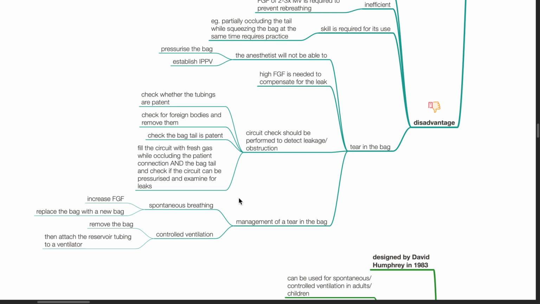Management of a tear in the bag. If the tear is discovered during spontaneous breathing, increase fresh gas flow rate and replace the bag with a new bag. If the tear is discovered during controlled ventilation, remove the bag and attach the reservoir tubing to a ventilator.